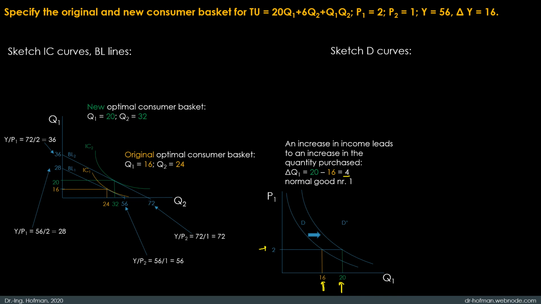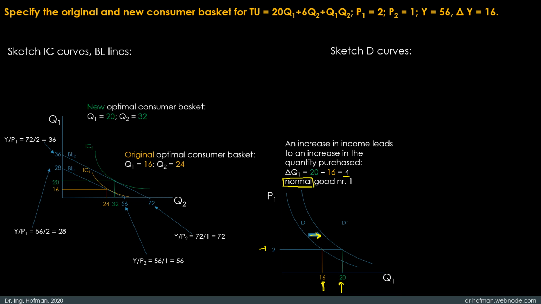And this is the change of the position of the demand curve. It is moved to the right, and there is no change along the demand curve. This means we don't speak about a luxurious or inferior good, but about a normal good.